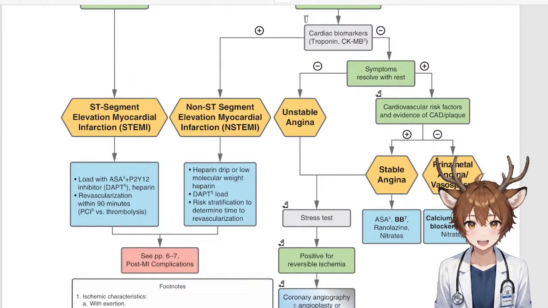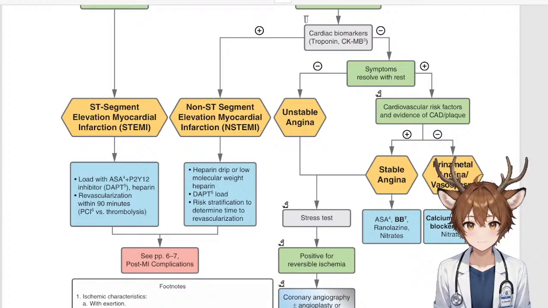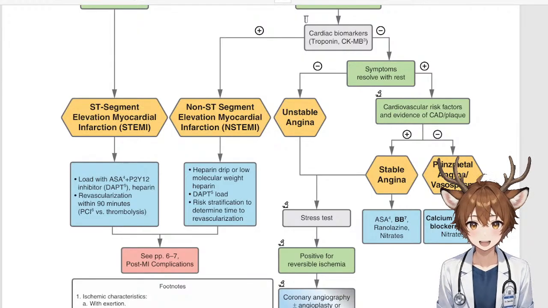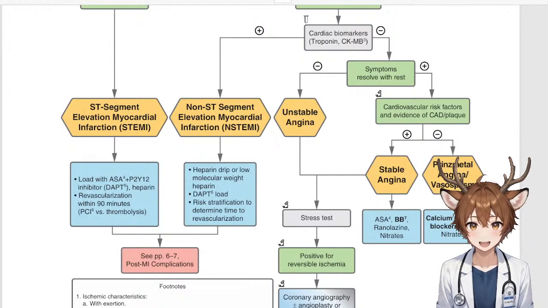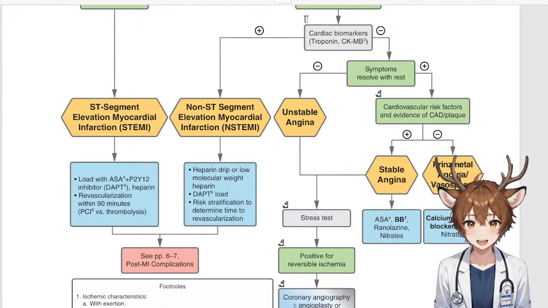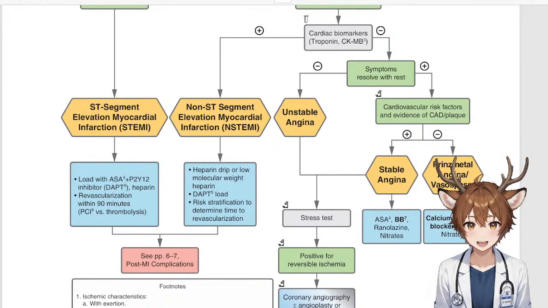What about, let's say, for example, it's ST depressed, and it improves with rest. Let's say we don't actually have any really notable cardiovascular risk factors. We don't have evidence of CAD. Well, in that case, what we have is called Prinzmetal angina or vasospasm. So what do we do if we have Prinzmetal angina? We have this sort of angina going on, but it's not necessarily because we have coronary artery disease. We have it for some other reason. Well, in that case, what do we do about Prinzmetal angina? Calcium channel blockers, beta blockers, and nitrates.